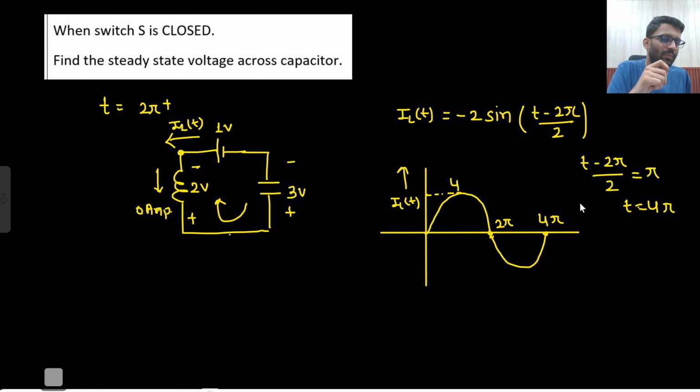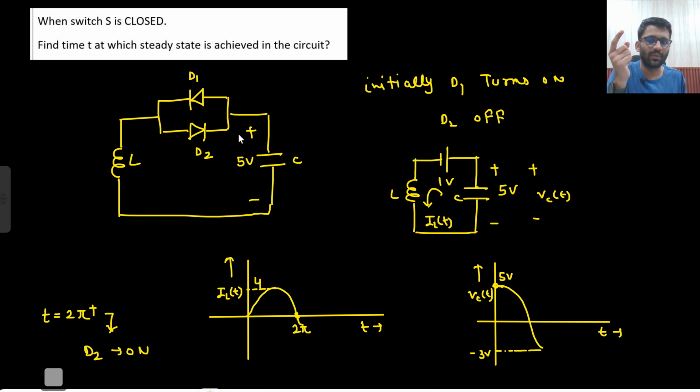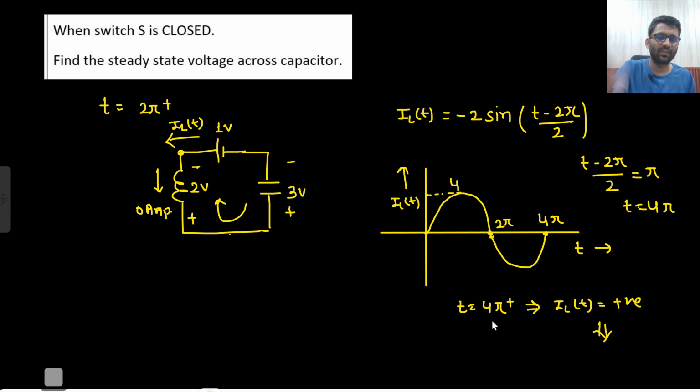After that, it will try to go to positive, right? So at that time, this current will be 0. After that, at t equals to 4 pi plus, what will happen? The inductor current will try to be positive. And if the current tries to be positive, that means current is flowing in this direction. What does that mean? That means this diode will turn on. Initially, the current was flowing in this direction, so diode D1 was turning on. Then suddenly the current tries to change its polarity. So it started flowing left to right. If it is flowing from left to right, then D2 turns on. Now if D2 turns on, then this is the waveform of current.